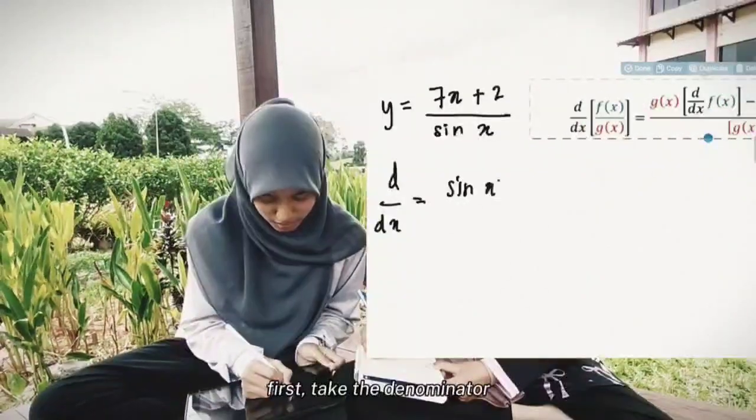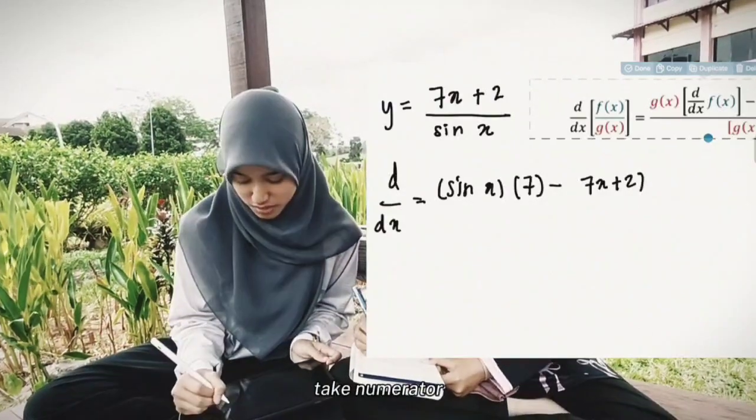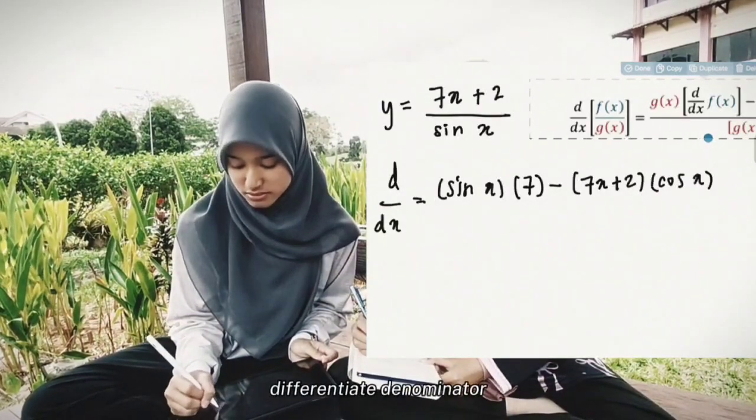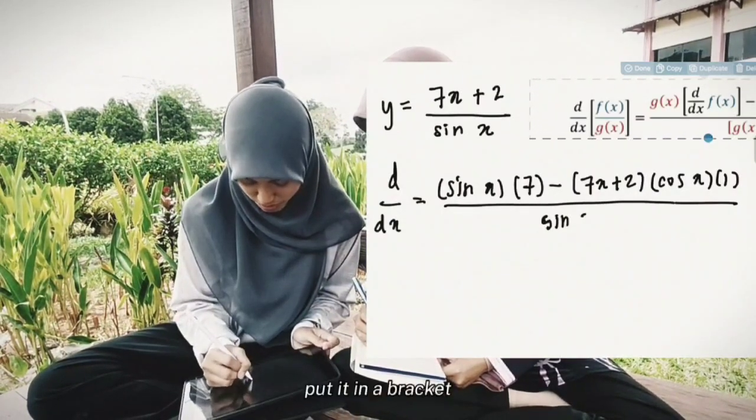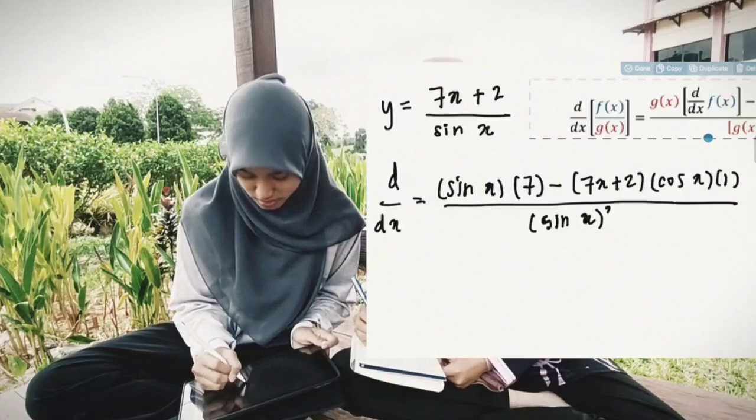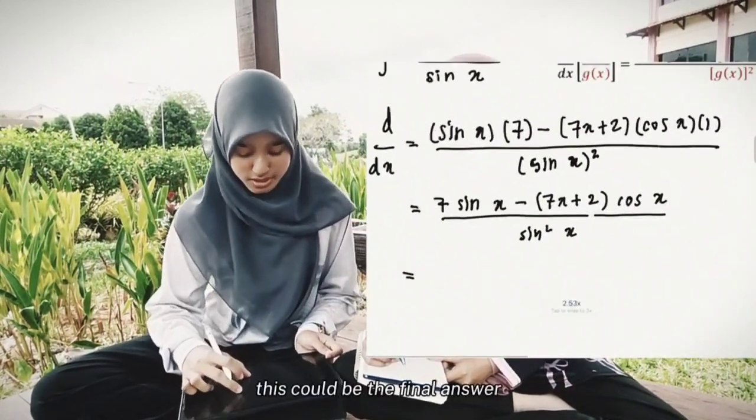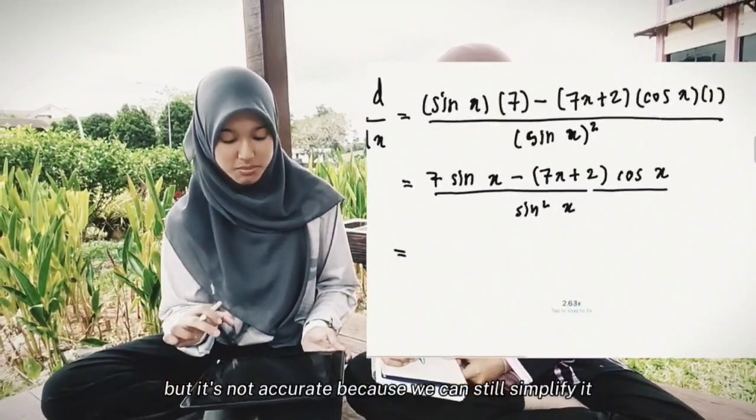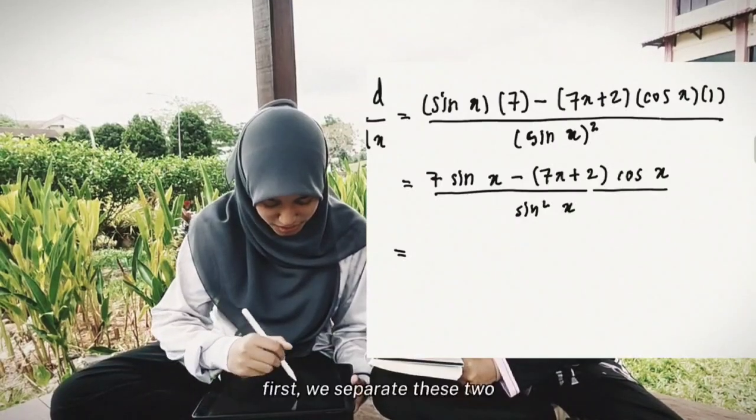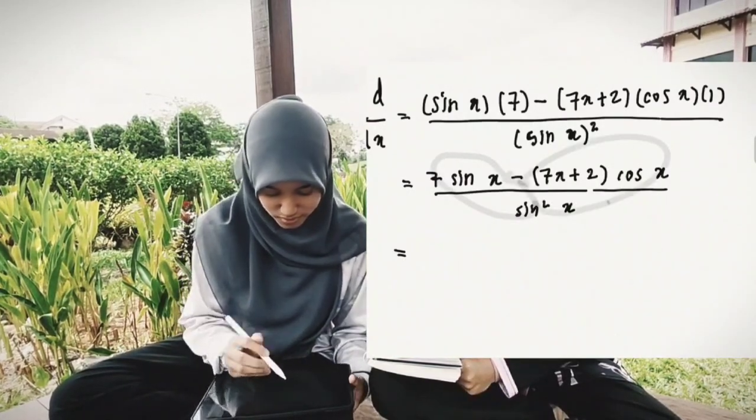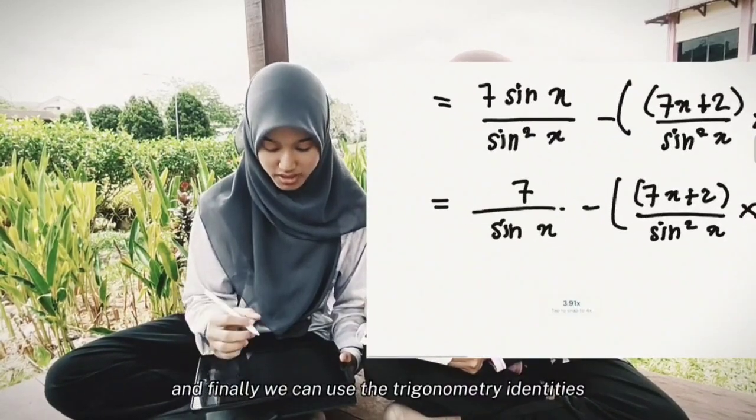First, take the denominator, differentiate the numerator. Minus, take the numerator, differentiate the denominator. Then a fraction bar, take the denominator, put it in a bracket and put a square. And then we multiply it. This could be the final answer, but it's not accurate because we can still simplify it using the trigonometry identities. But first, we separate these two. And finally, we can use the trigonometry identities.